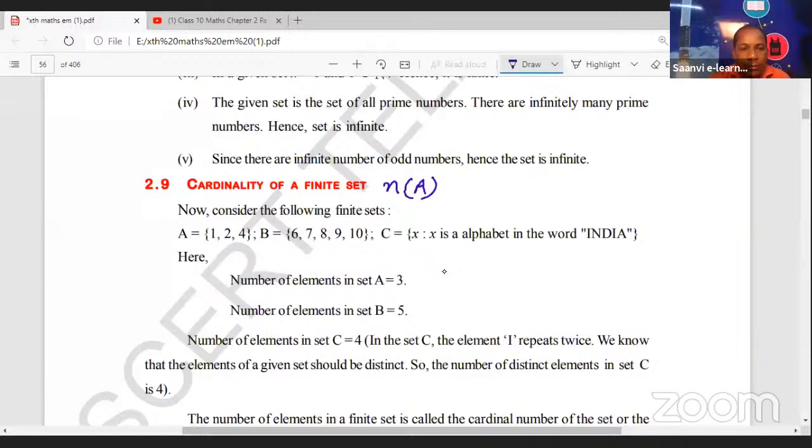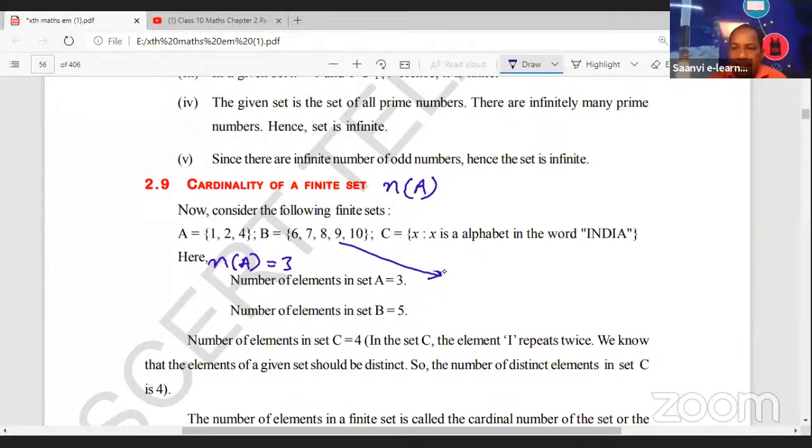Suppose here, for example, A is equal to the set of 1 to 4 given. How many elements are there in this set? 1, 2, 3. 3 elements are there. So the cardinal number of this set, n(A), is equal to 3. Why? Because in the given set 3 elements are there. And if we observe this example, set B, how many elements are there in this? 1, 2, 3, 4, 5.